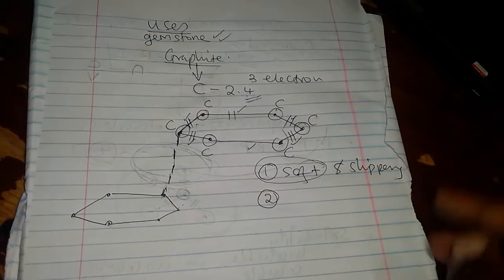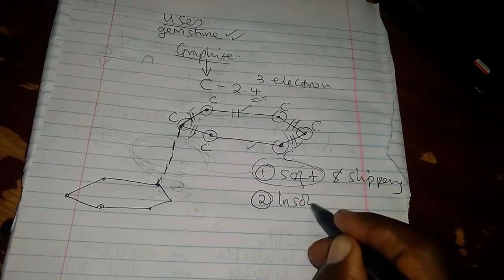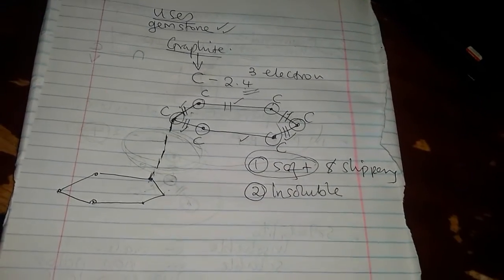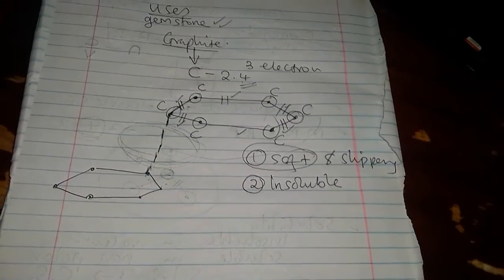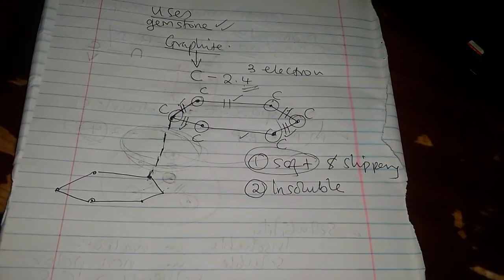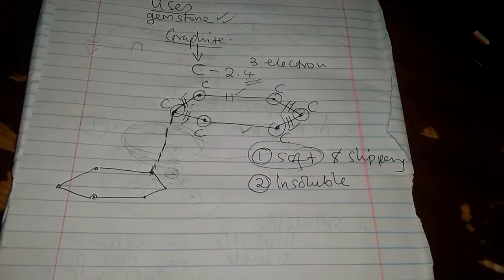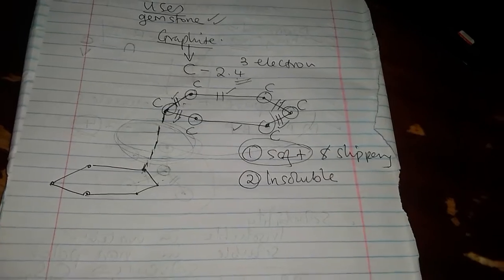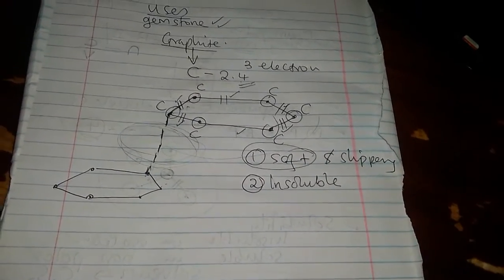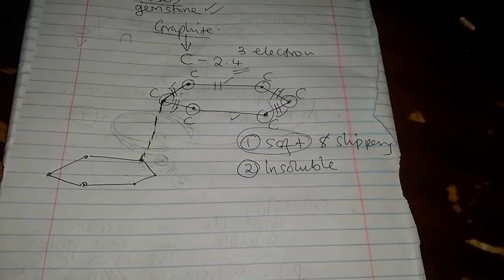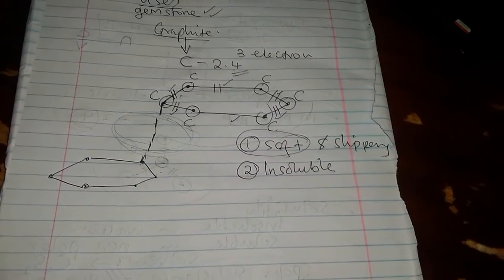The second physical property of graphite is that it is insoluble in water. Why? Because I've told you graphite is actually a non-polar substance and water is a polar solvent. So polar solvents are the only ones that can dissolve polar substances, and non-polar solvents can only dissolve non-polar substances. And graphite being non-polar, it makes it very impossible for it to dissolve in a polar solvent, which is water.